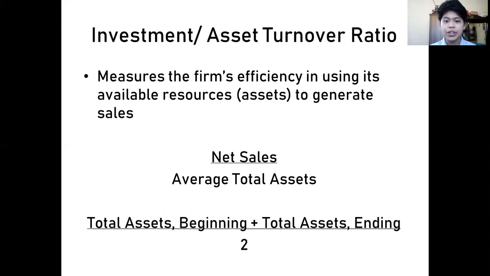Investment or asset turnover ratio, it measures the firm's efficiency in using its available resources or assets to generate sales. So ito, we're talking about total assets. So mapa-current or mapa-non-current, kasama siya sa investment or asset turnover ratio. So net sales divided by average total assets.